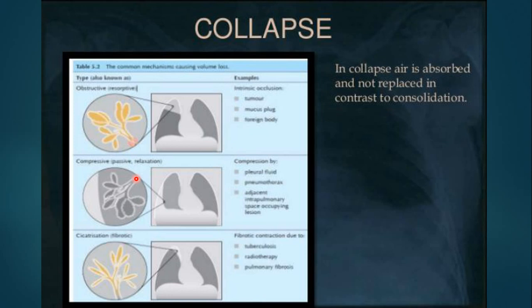Passive collapse means something from outside the lung compressing on the lung, making it lose volume, becoming smaller. While active collapse is due to involvement of the airways, causing no air to reach the airways, leading to loss of volume and collapse. So if it is passive collapse, it is due to compression from outside, while active collapse is due to volume loss because the airways are involved.